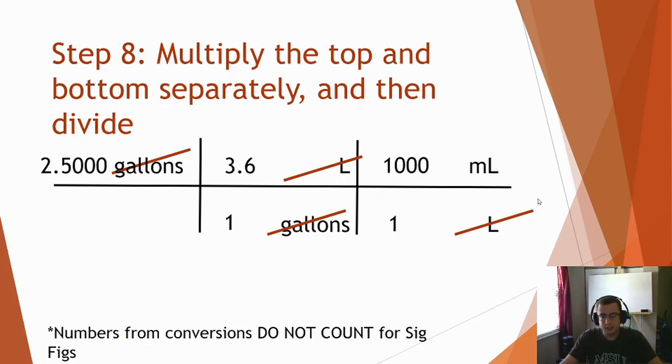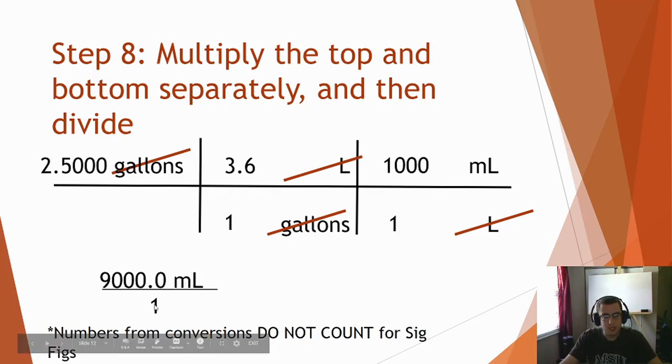Then this is one of the last steps. We're going to multiply the top and bottom separately, and then we'll divide them together. So 2.5 times 3.6 times 1,000 milliliters is going to be 9,000 milliliters. Then 1 times 1 is obviously going to be 1. We divide 9,000 milliliters by 1, and we wind up with 9,000.0 milliliters.